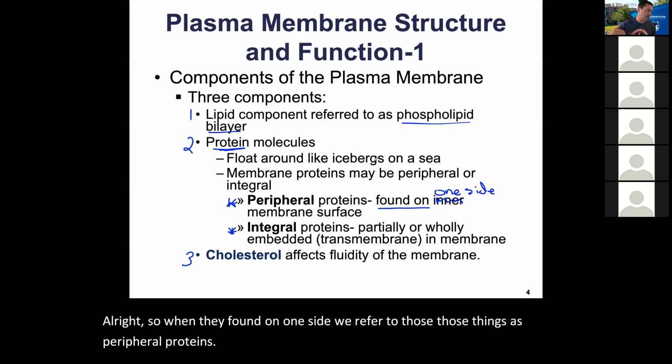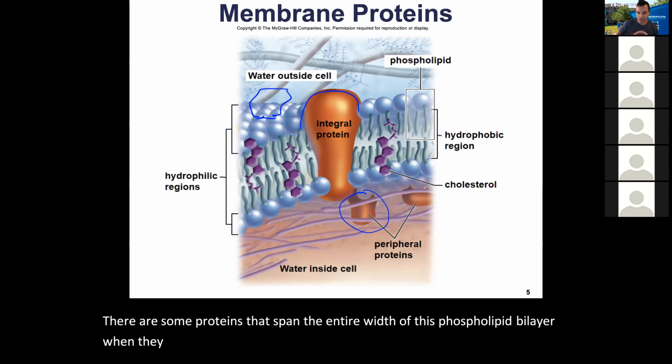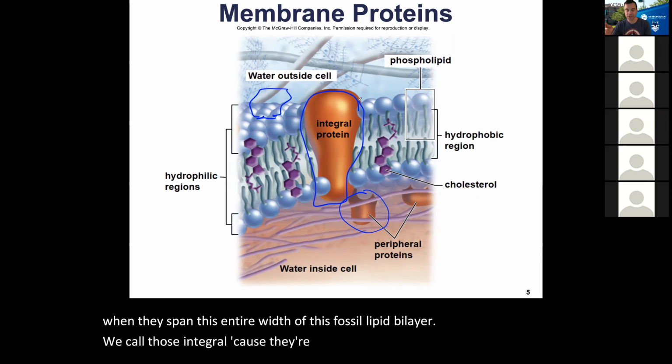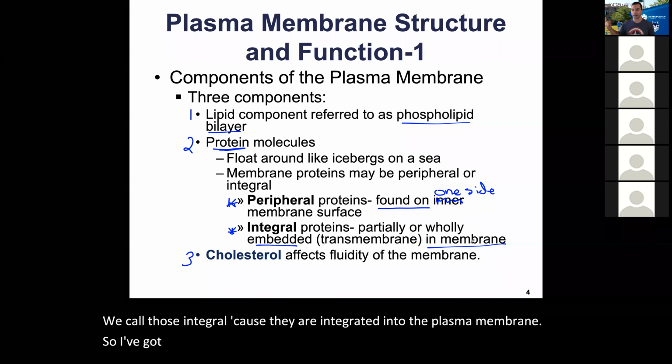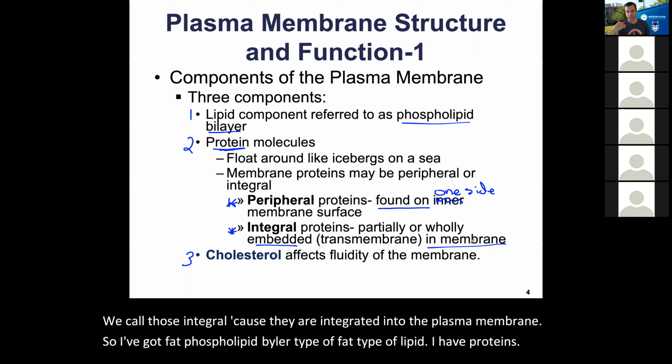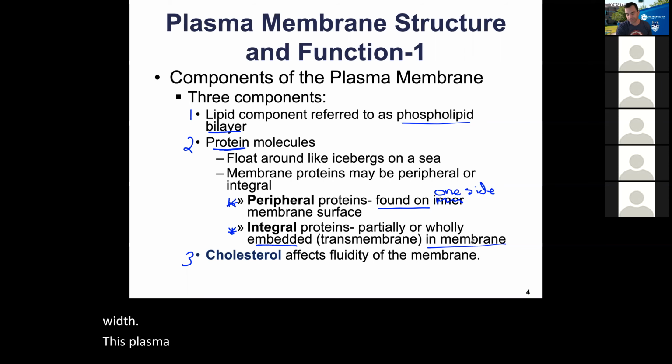There are some proteins that span the entire width of this phospholipid bilayer. When they span the entire width, we call those integral, because they are integrated into the plasma membrane. So I've got the phospholipid bilayer, a type of lipid. I have proteins, which can be found on one side, peripheral, or spanning the entire width of the plasma membrane, integral. We also have cholesterol.